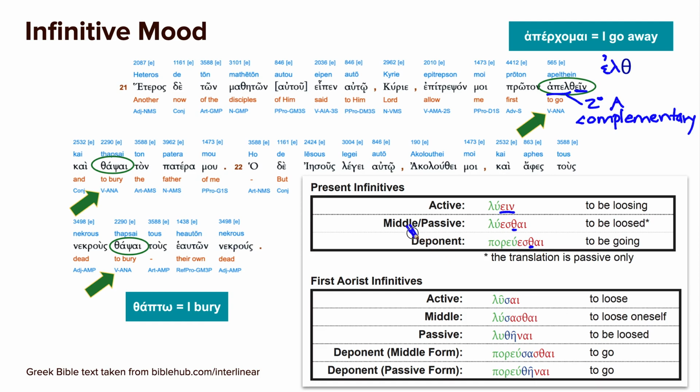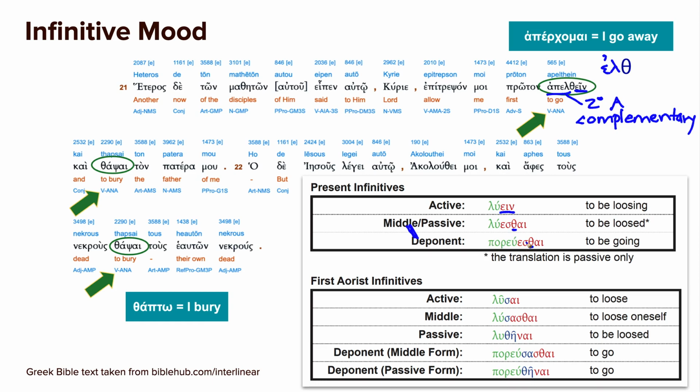I should explain in this chart here. Deponent is the same as middle only. Like poreuomai, it is only in the middle form, so that would be called a deponent verb. A lot of people don't use the term deponent. They just use the term middle only. But I just want you to be aware that when you're talking about deponent verbs, those are the middle only verbs we've always talked about.